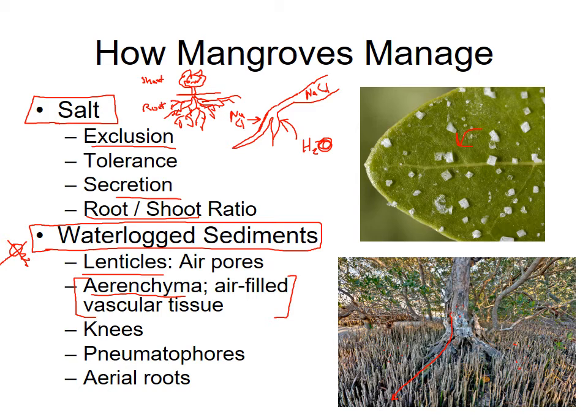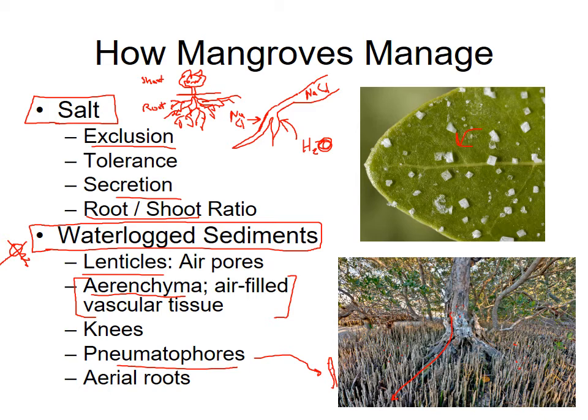If you break off one of these pneumatophores, the spikes that are sticking up from the roots, it's really spongy and you can see the air pockets in it. So pneumatophores are one of the structures that mangroves have that is covered in lenticels and helps the oxygen diffuse into the roots.